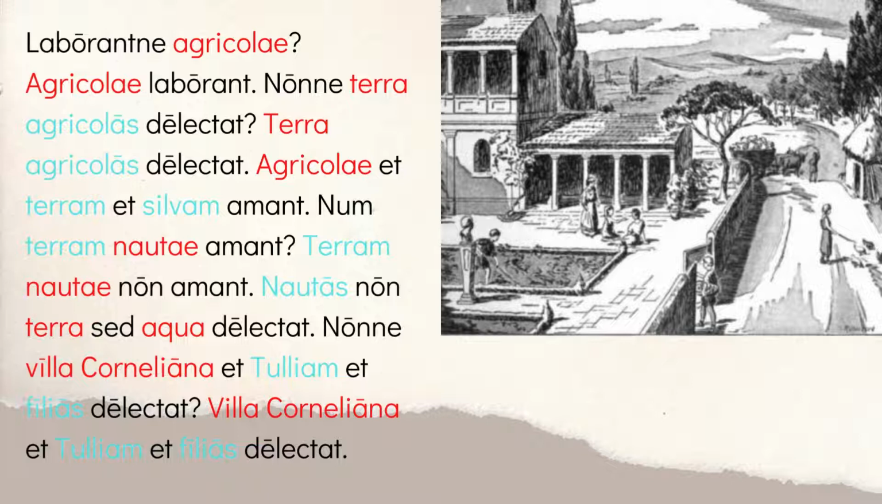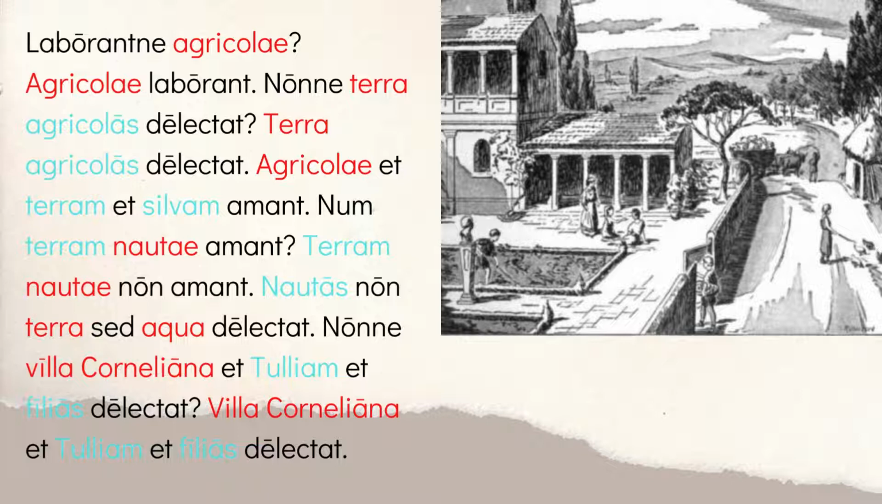Then we have nonne, another surely question, right? Yes or no? You're saying surely the Villa Corneliana et Tulliam et filias delectat. So surely the Villa Corneliana delights, delectat, and again, who does it delight? Both Tullia and filias and the daughters, right? So you're saying surely the house delights this woman and her daughters. And the answer is yes. Villa Corneliana et Tulliam et filias delectat. So the Villa Corneliana delights both Tullia and her daughters.